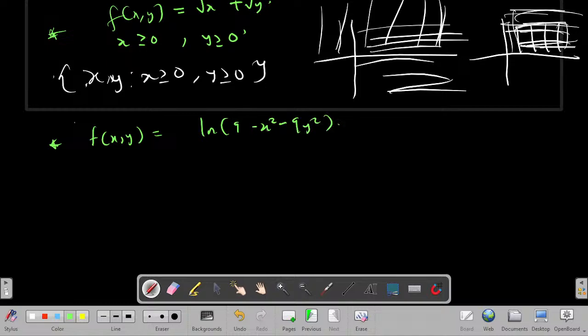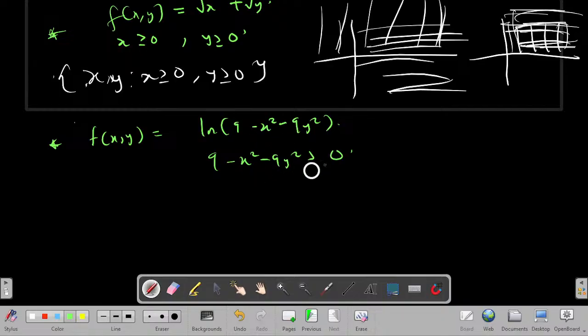Now here, what you just have to do is to remember what makes the natural log function defined, meaning that 9 minus x squared minus 9y squared should be greater than what? 0. As simple as that. It should be greater than 0. It shouldn't be equal to 0. We don't entertain 0 in the argument of natural log.